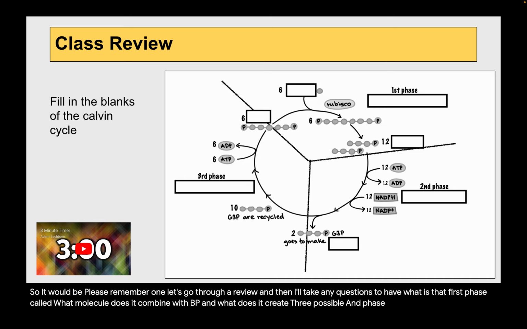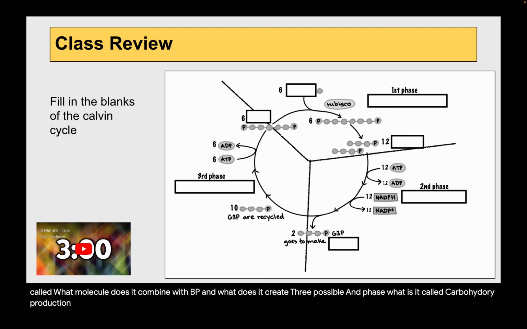What about that second phase? What is it called? That's reduction and carbohydrate production. And what is made? It already tells you on here that G3P, glyceraldehyde 3-phosphate, is made, but what does it go on to make? Glucose.